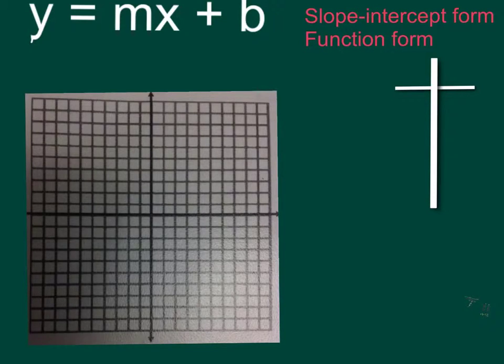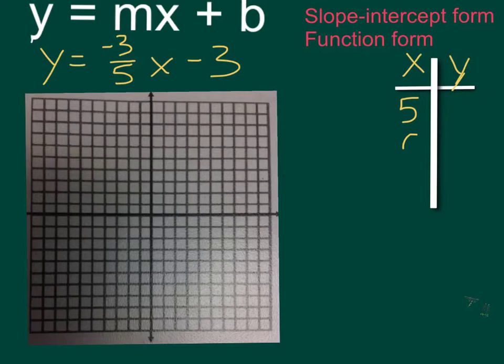So this time we're going to try y equals negative 3/5 x minus 3. Alright, so this time I'm going to put it into the xy table, or the input-output table, whatever you call it, first. And when I have a slope that has a fraction in it, I tend to choose inputs that are multiples of the denominator. So I'm looking at that denominator of 5, and so I'm going to choose 5. I'll still choose 0, and I'll choose negative 5.